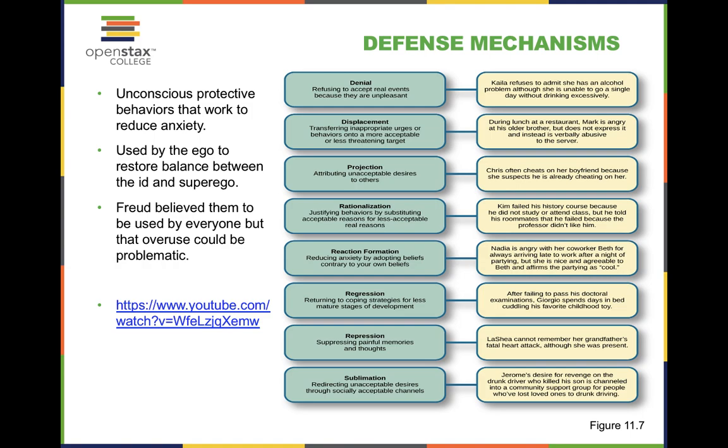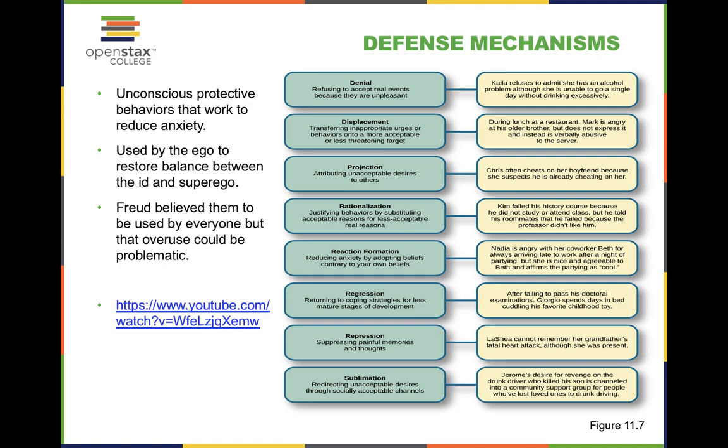So firstly, we have what's known as denial. This is whenever we refuse to accept reality because it makes us uncomfortable or because it's unpleasant. So in the example to the right, Kayla refuses to admit that she has an alcohol problem, although she is unable to go a single day without drinking excessively. And so although the indications of an alcohol use disorder are there, they are refusing to accept reality because they don't want to quit drinking and they don't want to believe that they have an alcohol problem.